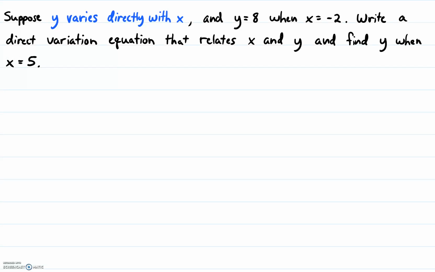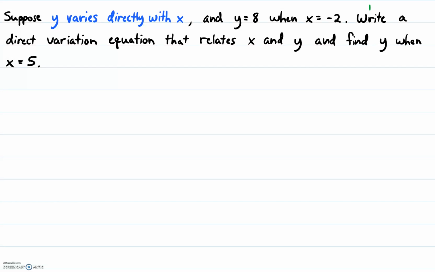In this video, we're going to suppose that y varies directly with x, and y is equal to 8 when x is equal to negative 2. Now we're going to use that to write a direct variation equation that relates x and y, and then we're going to use that equation to find y when x is equal to 5.